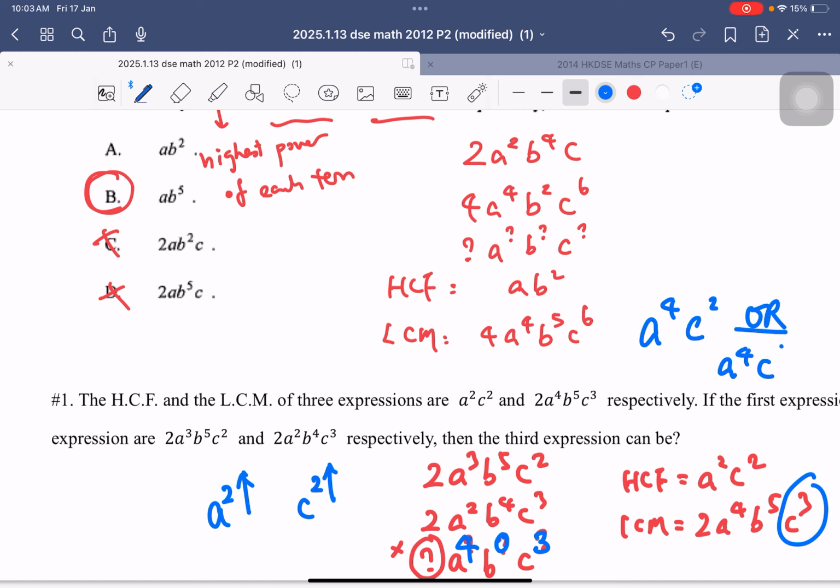A^4 C^3. You just write one, it's fine because the question is asking what the third expression can be. In DSC they will give you the multiple choice. Okay? Understand? So there's more than one answer. For this question I made it by myself. Okay?